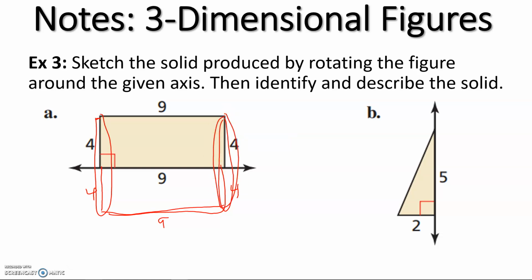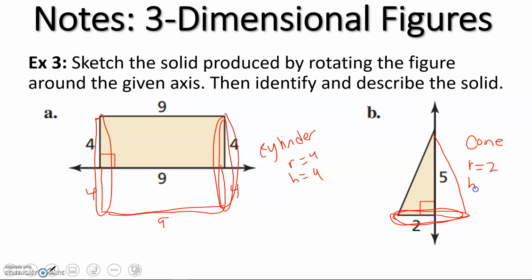On part B, we're going to take the triangle. And once again, it mirrors on the other side, but remember, it creates a 3-dimensional image. So if we look here, it creates a cone. So here we have a cone, and then on A, we have a cylinder. A cylinder with radius 4 and height 9, and a cone with a radius of 2 and a height of 5.